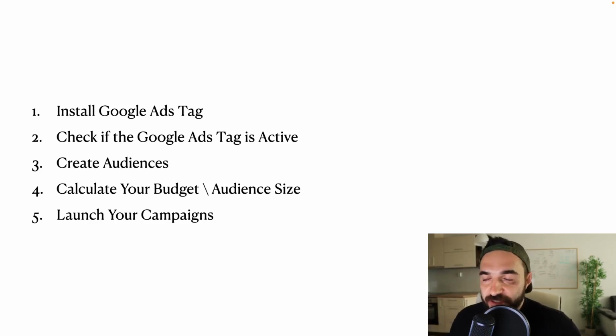The first very important thing you need to do would be like to install the Google Tag Manager. You need to check if the Google Ads tag, the remarketing tag. The next thing that you need to do, the second step, you need to check if the Google Ads tag is active. You need to create your audience. You need to calculate your budget.